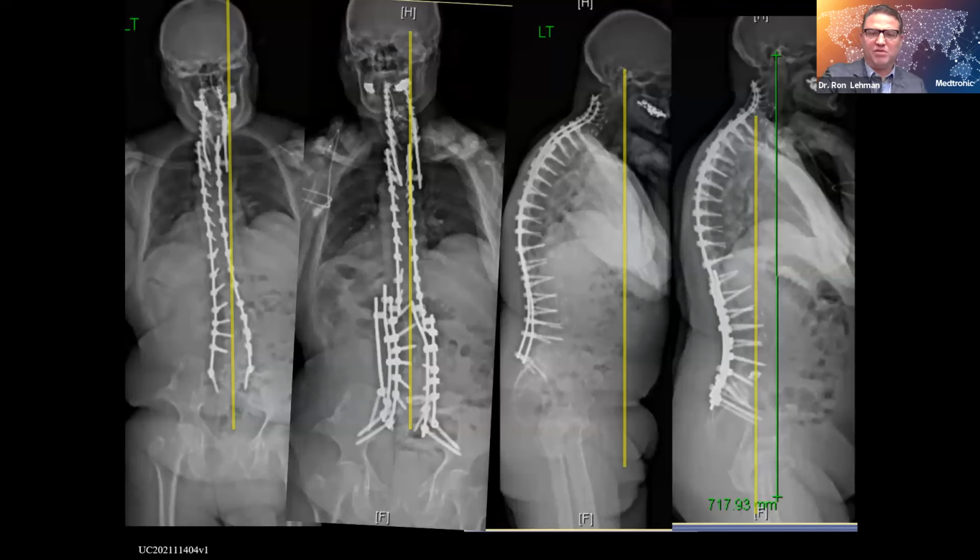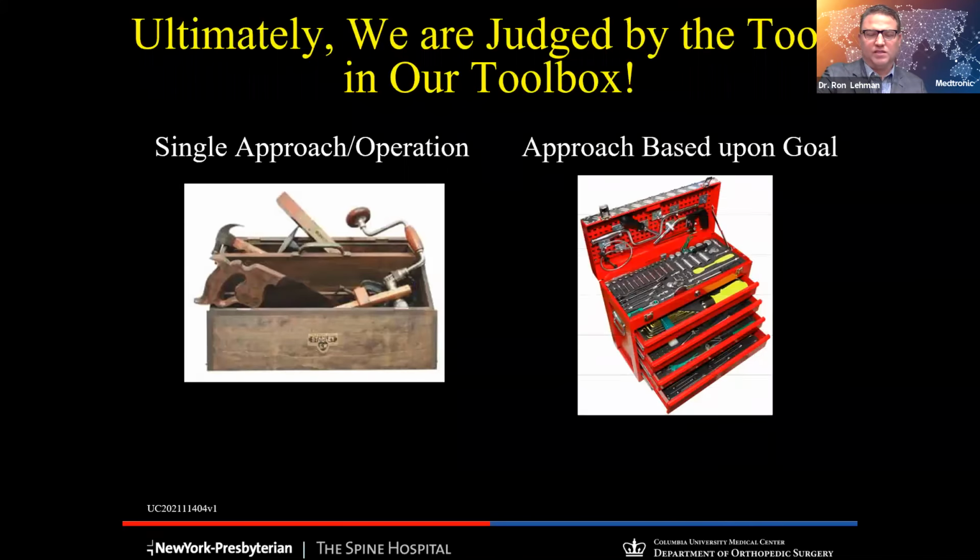I completely agree. We probably should have done the lumbar spine first. I just didn't think he was healthy enough to do it at that point. So I think ultimately we're really judged by the tools we have in our toolbox. And some surgeons are better at doing certain things. I try to use whatever technique I think works best for that individual patient.